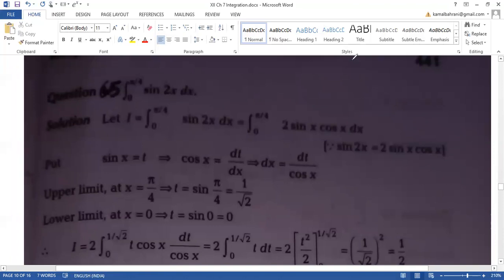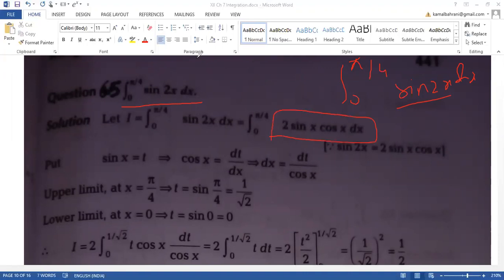Yes, your question number 65 is the integral from 0 to pi by 4 of sin 2x. It's very simple. First of all, what you have to do is the integration of sin 2x. Either you do it directly, or what they have done is write 2 sin x cos x.